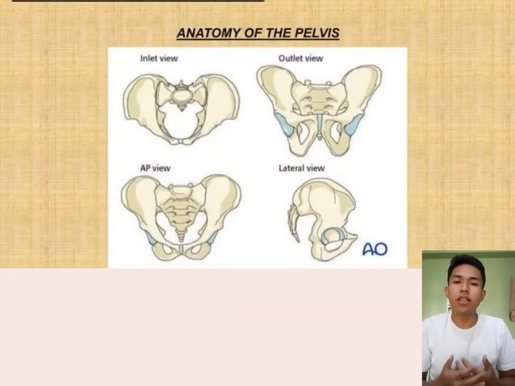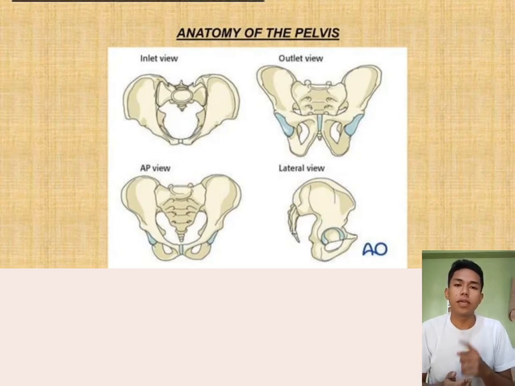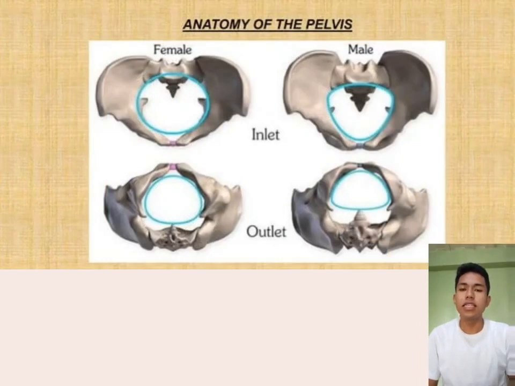Before diving into the topic, let's have a recap about the anatomy of the pelvic bone of a human. The first one is the inlet view. We have the outlet view, the AP view, which means a view from front to back. Lastly is the lateral view of the pelvis, also known as the side. This is the pelvic bone of male and female.